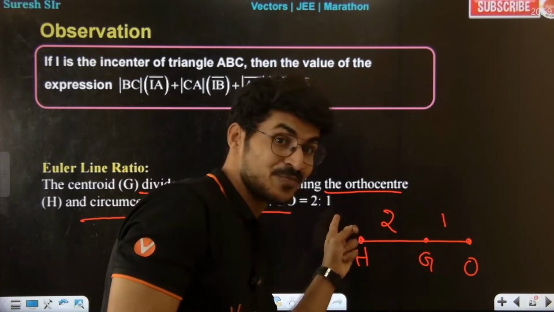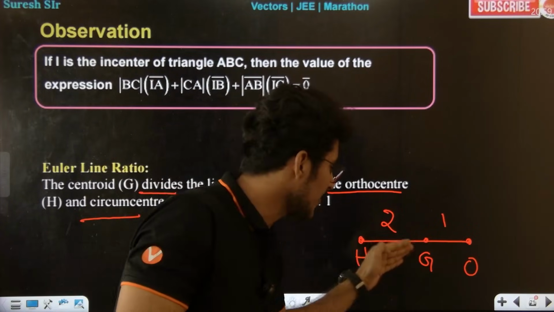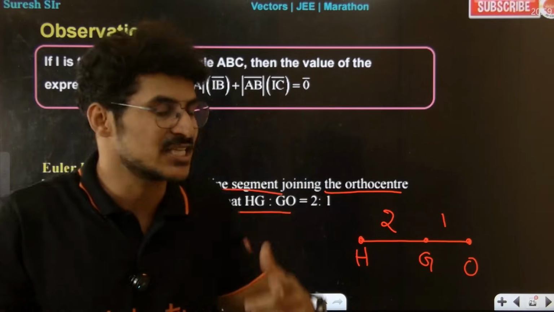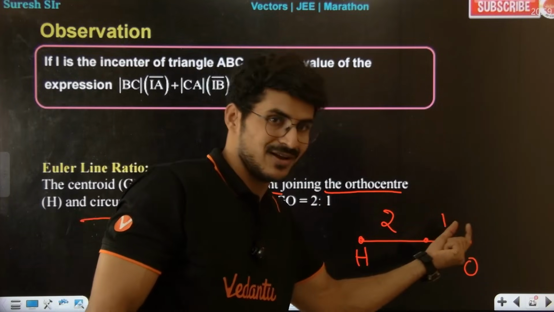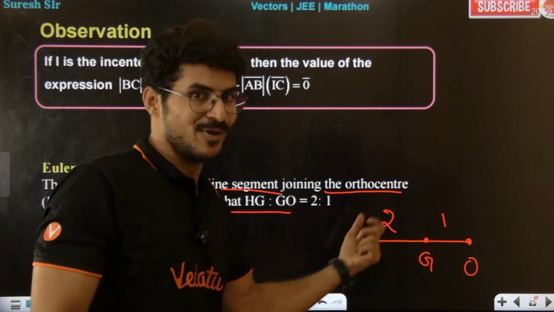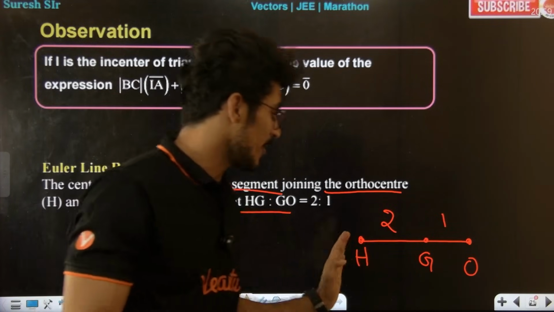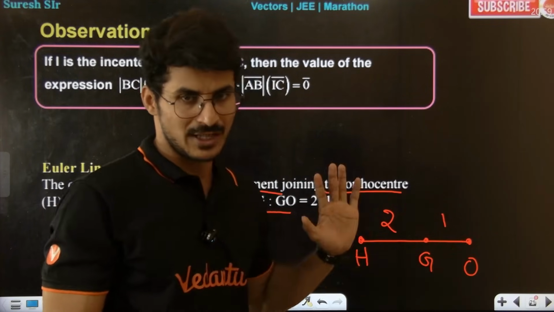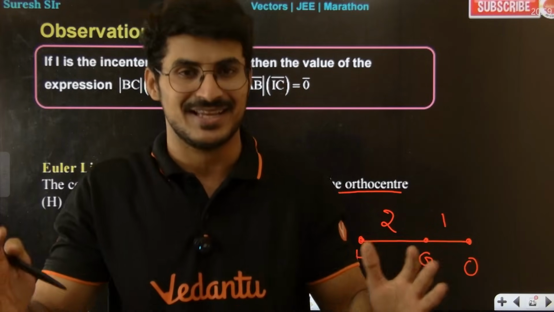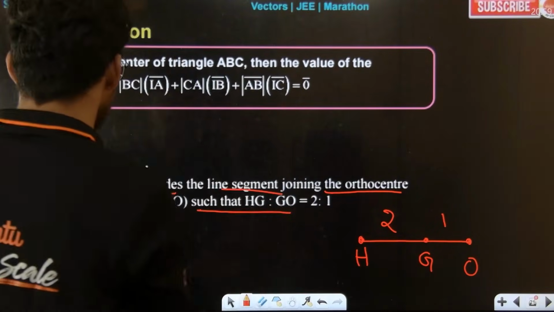So 1:2. Sir, we always remember it like "honorable governor." In the easiest way, honorable governor, so that will be 2:1. So governor divides honorable and this O in the ratio 2:1. You remember this order, HGO, honorable governor, 2:1. You can remember it like that simply, right? So I can find out G now very easily.